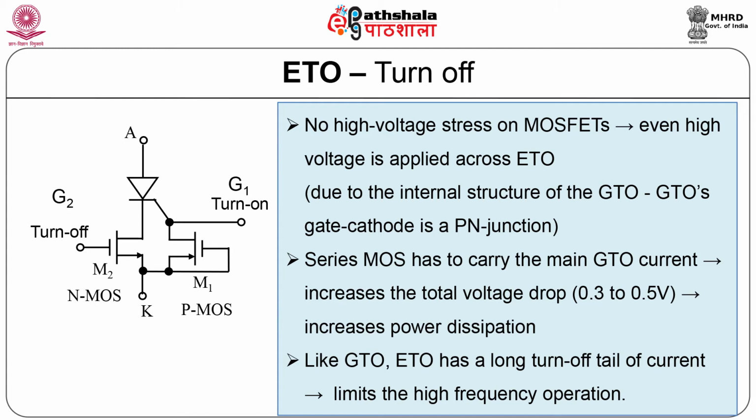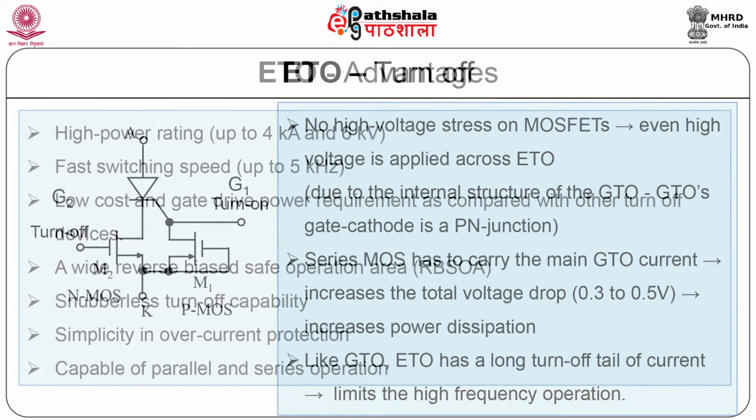It has one disadvantage. Since NMOS is in series with GTO, an additional voltage drop during turn on will be there, that is 0.3 to 0.5 volt, which increases the power dissipation across ETO. Like GTO, ETO has a long turn off tail, which limits the high frequency operation.